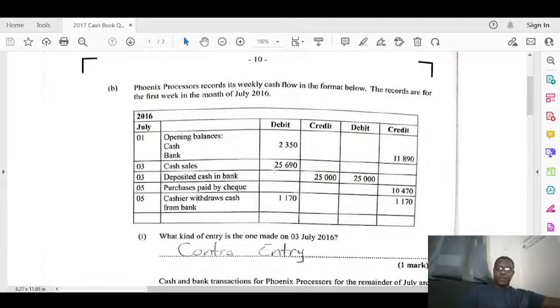On July 3, we have cash sales, and then we have another July 3, deposited cash in bank. On July 5, purchases paid by check. Then we have another July 5, cashier withdrew cash from the bank.